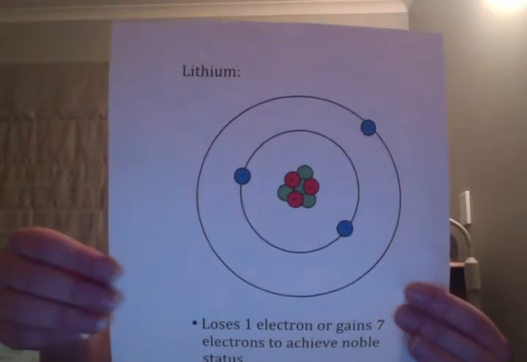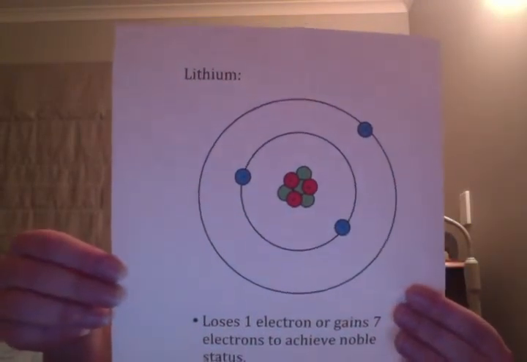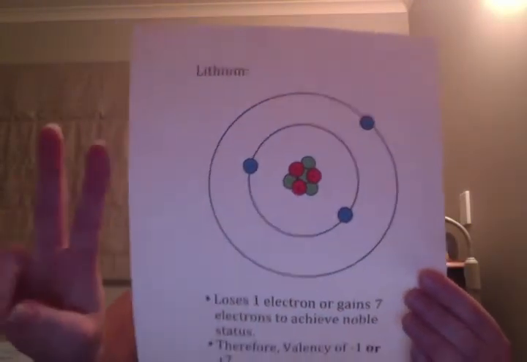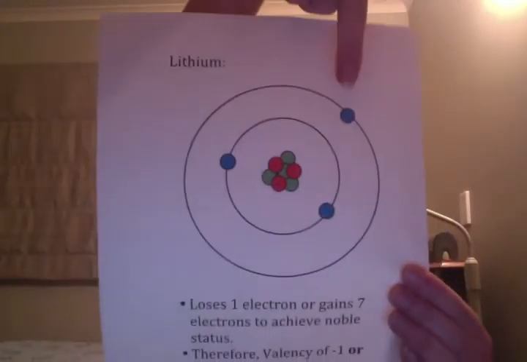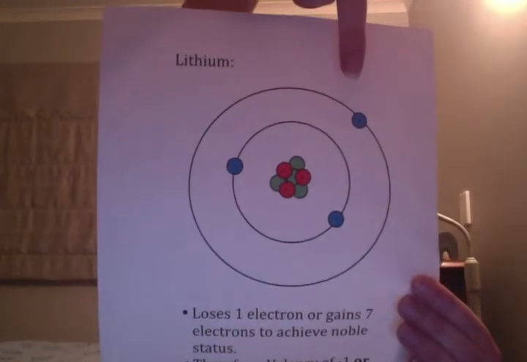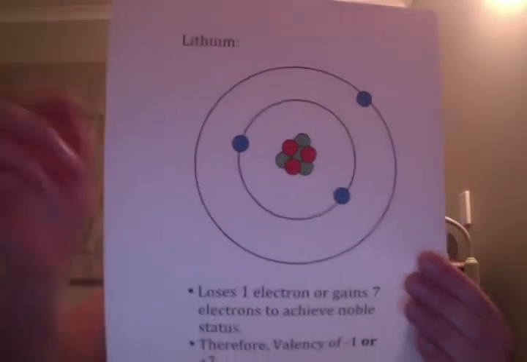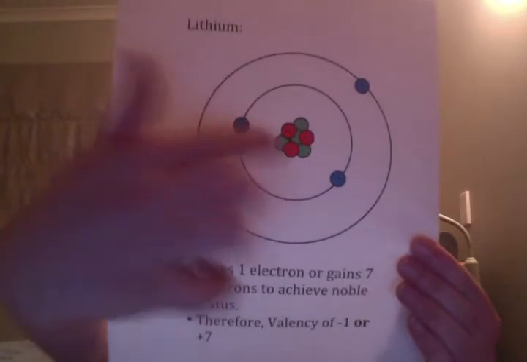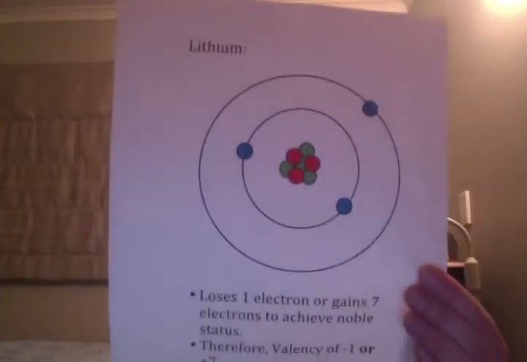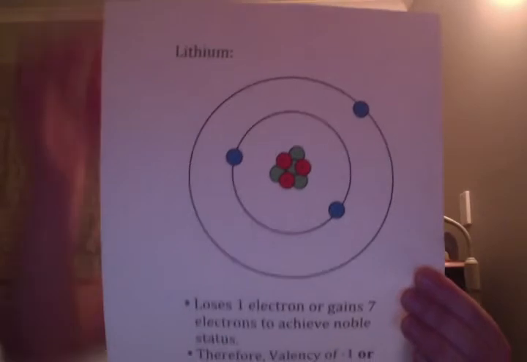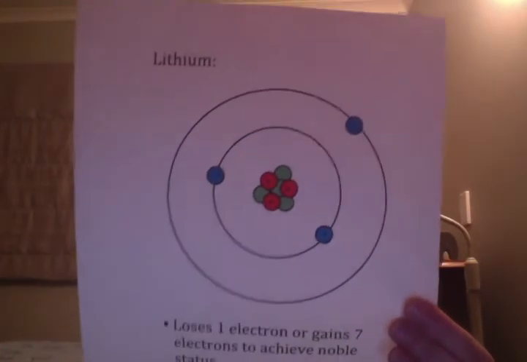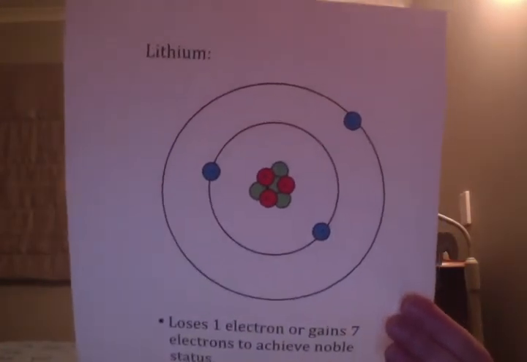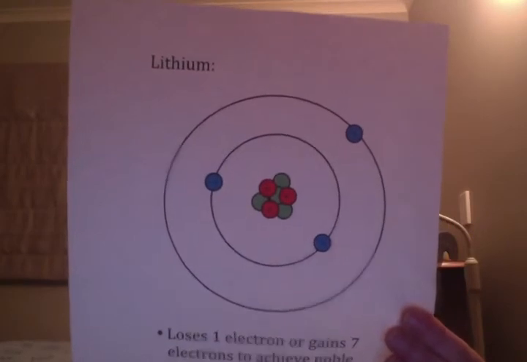Lithium has 3 electrons. In order to achieve noble status, it has 2 options. It can lose 1 electron and have a valency of +1, which means it has 1 more proton than electrons, or it can gain 7 electrons and have a full outer shell here, which means it would have a valency of -7 because it would have 7 more electrons than it would have protons.